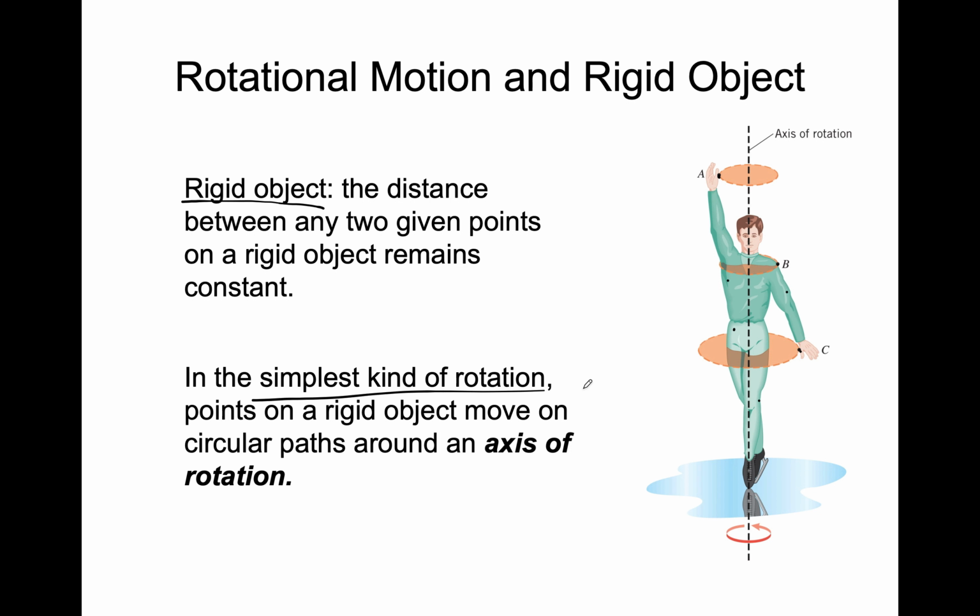In the simplest kind of rotation, a rigid body moves around an axis of rotation. In this example, we have this as our axis of rotation, and any point is doing a circular motion around this axis. The distance between any point and the axis doesn't change. Any point is doing a rotational motion around this axis. So this is rotational motion of a rigid object.